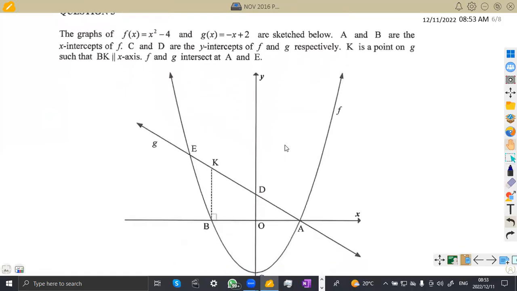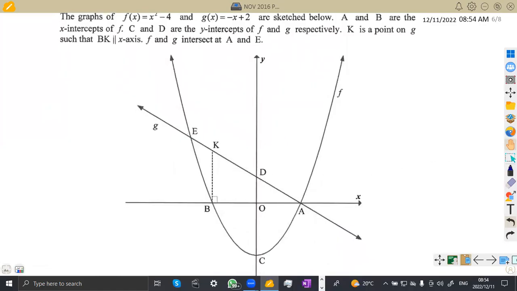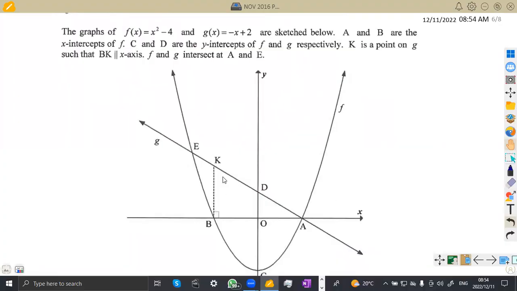K is a point on g, so that BK is parallel to the x-axis. Okay, BK here is parallel to the x-axis. No, it's not parallel, it's parallel to the y-axis. So this one is actually a mistake here. This is your BK here. It's parallel to the y-axis, not to the x-axis. So that was actually a mistake. A line parallel to the x-axis is supposed to be like this. That's parallel to the x-axis. Anyways, f and g intersect at A and E.